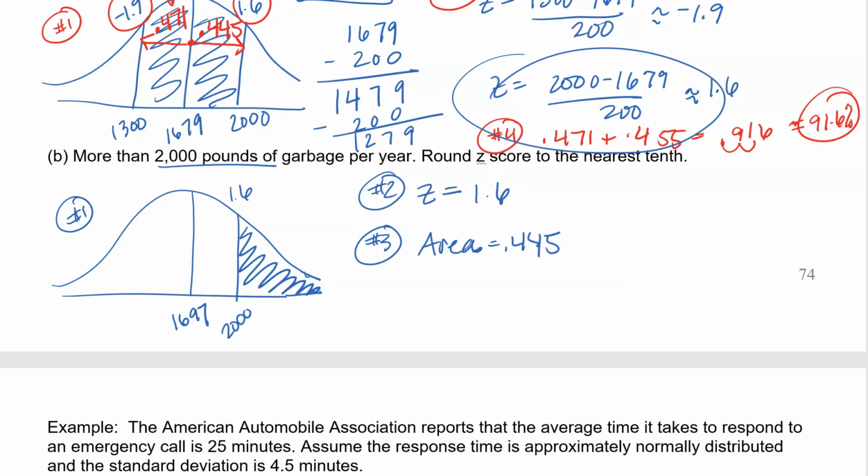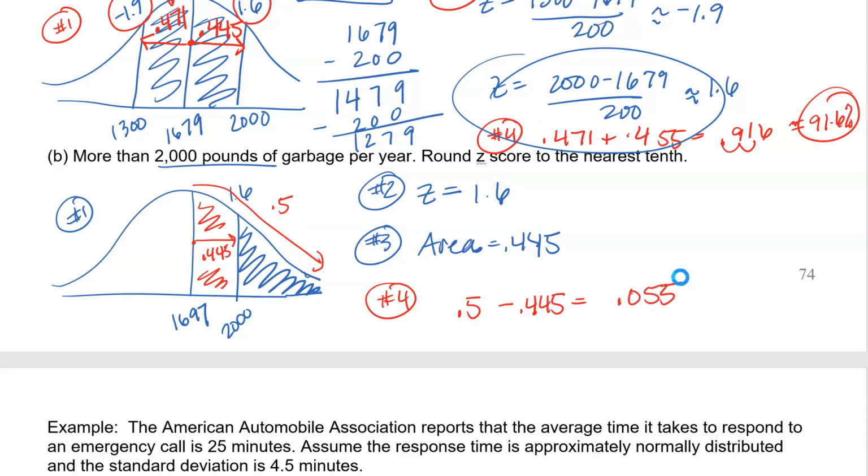Let me get a different color here. That's the area starting at 0 going to that Z-score. So 0.445 is all of this. Okay, but I want that blue area. So I know that the entire right-hand side of the curve is 0.5. So step 4 is just going to be to take 0.5 and subtract 0.445, and I get 0.055. Okay, and then if I want a percentage, I can move the decimal 2 spots to the right, and I get 5.5%. So 5.5% of people produce more than 2,000 pounds of garbage per year.